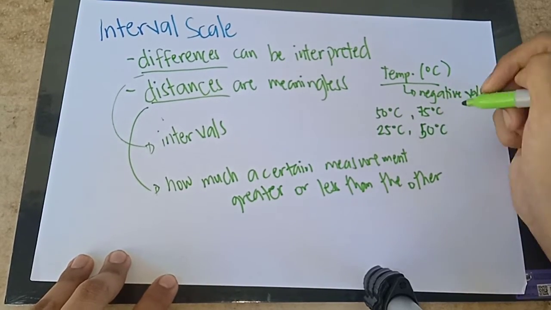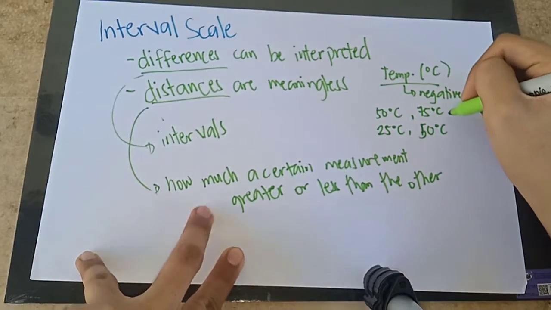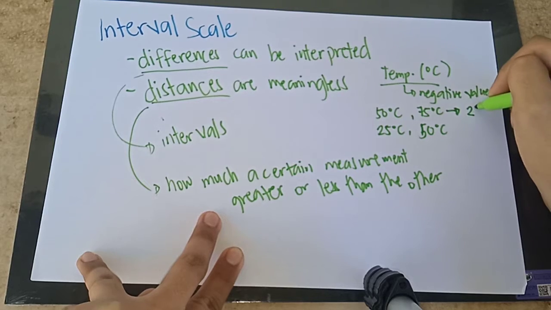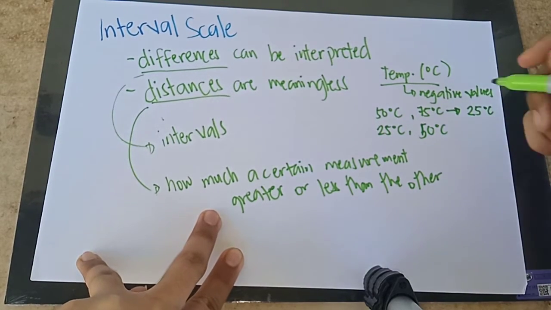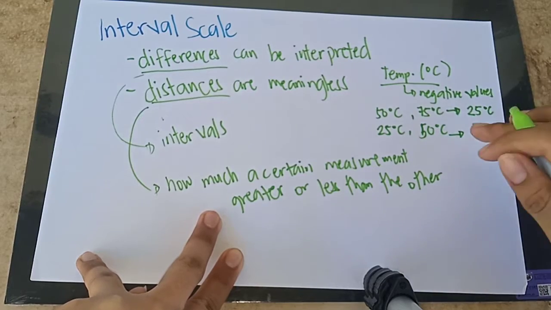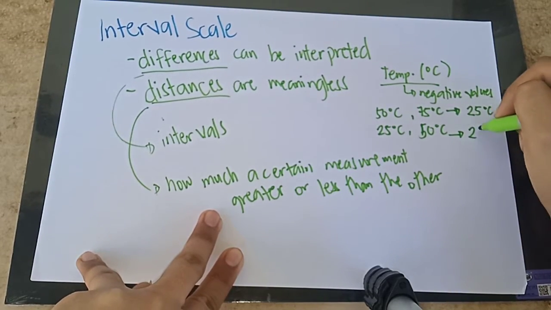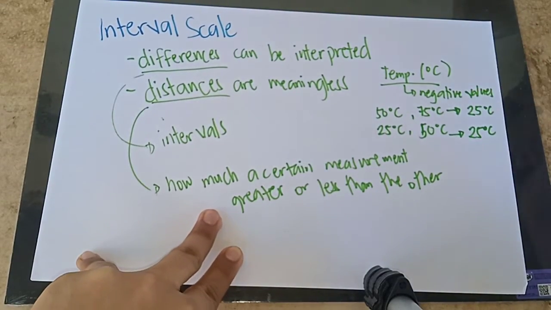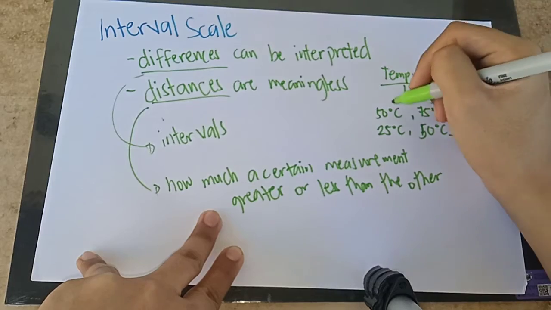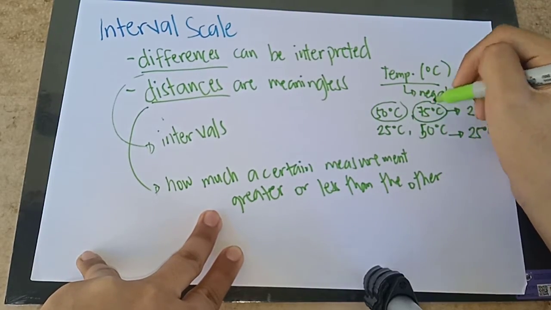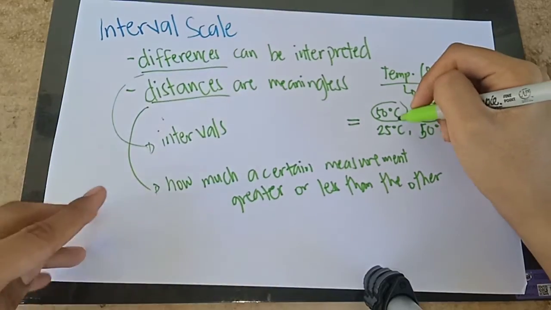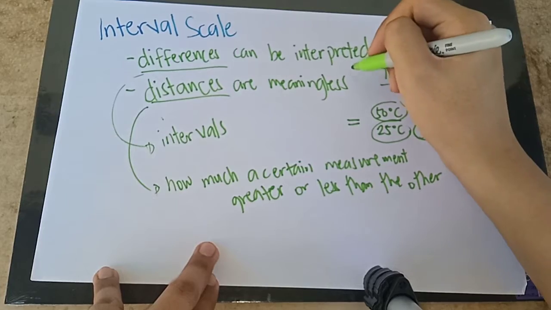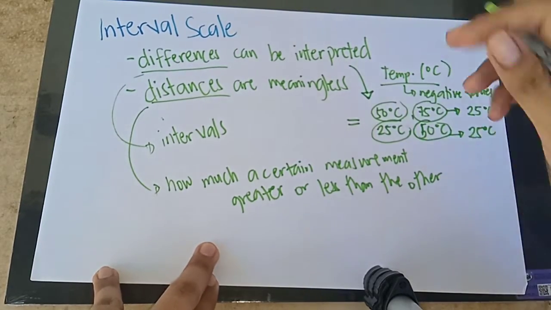Celsius as well. If we get the differences of this set, we have a difference of 25 degrees Celsius. And when we find the difference of the other set, we also come up with 25 degrees Celsius. Now, the difference can be interpreted, meaning to say, the difference between 50 degrees Celsius and 75 degrees Celsius is equal to the difference between 25 degrees Celsius and 50 degrees Celsius. That is what we mean by differences can be interpreted.